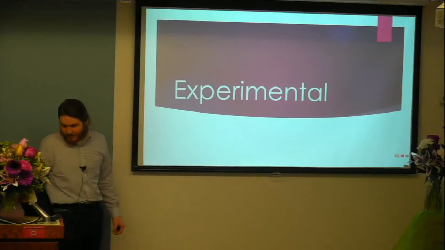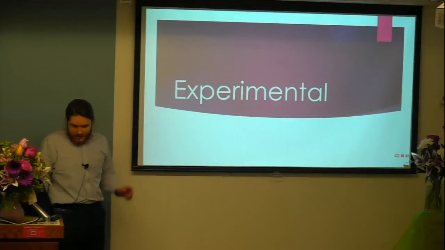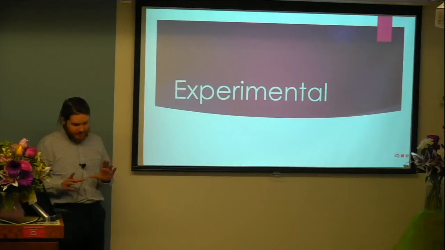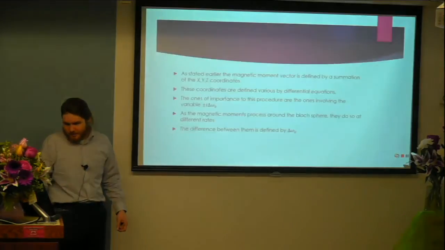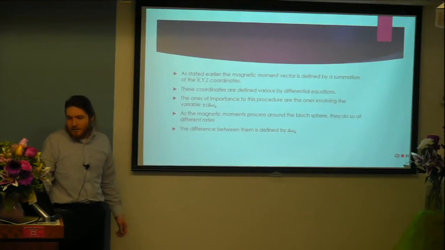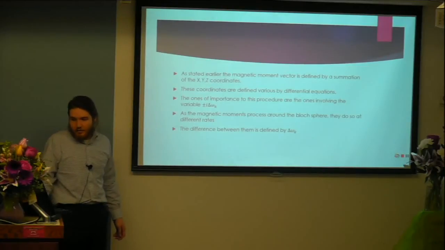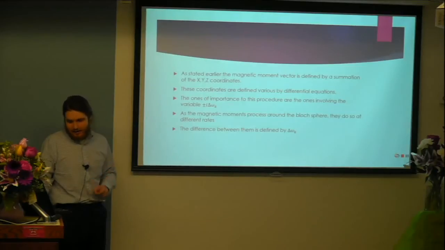Now, what did I do exactly? Well, as the electrons move, they move at different rates. Specifically, the disorder is the variance between each individual magnetic moment as it moves. So, as stated earlier, they are defined by the summation of the x, y, and z coordinates, which are defined by various differential equations. The important variable in this is the plus or minus i delta omega k. They move at different rates, and the difference between those is defined by the delta omega k.